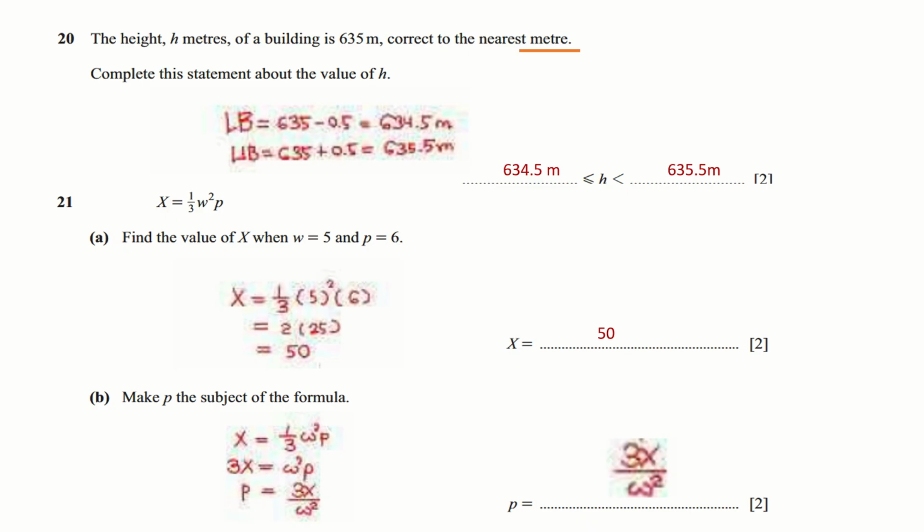20. The height in meters was given as 635 meters, correct to the nearest meter. So 1 over 2 is equal to 0.5. For the lower bound, we have to subtract 0.5 from the original number. For the upper bound, add 0.5. So we get the lower bound and upper bound in this form.